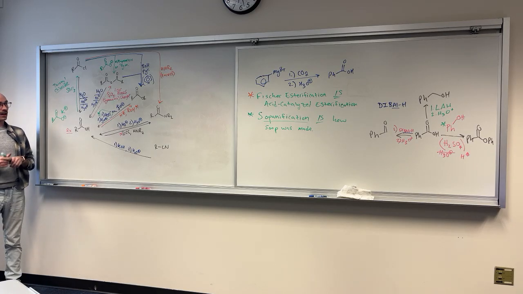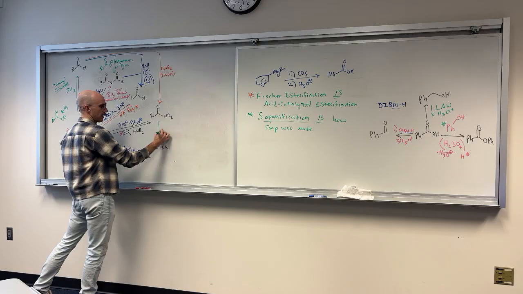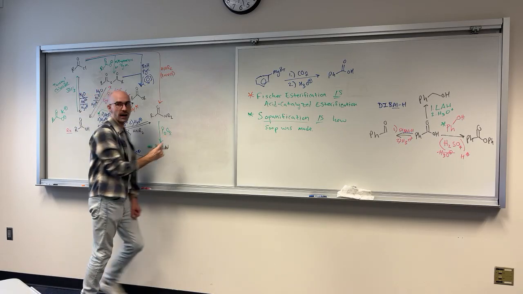Our last reaction on this diagram is to take the amide to the nitrile. And what we use here is P2O5.